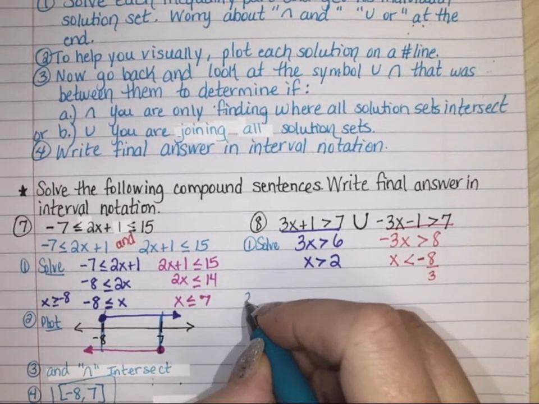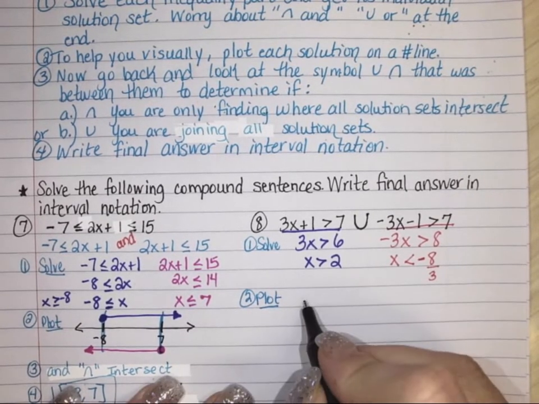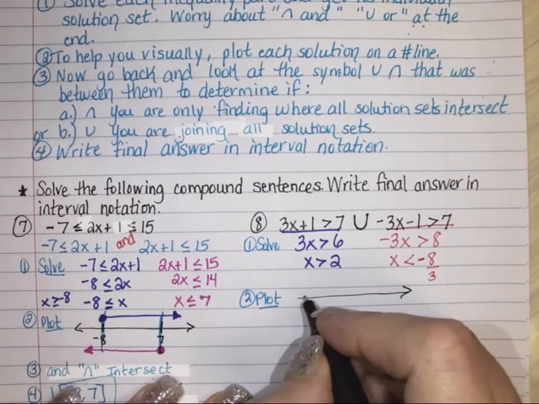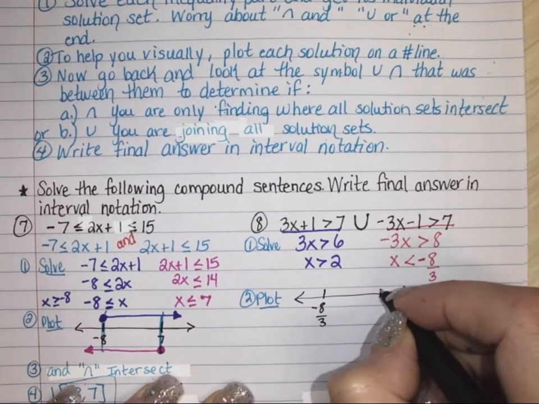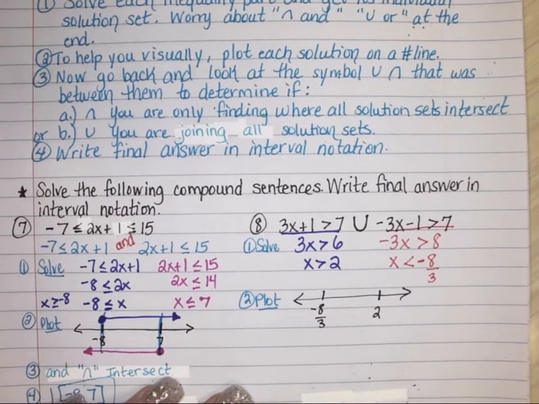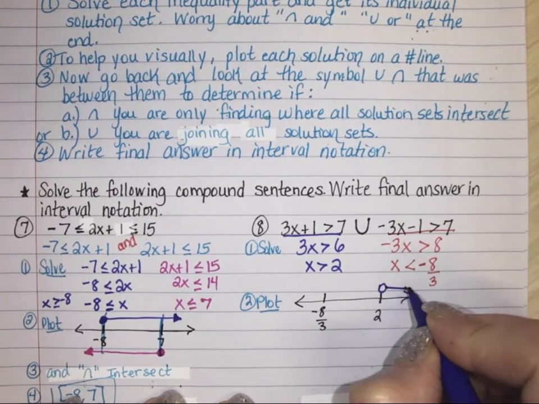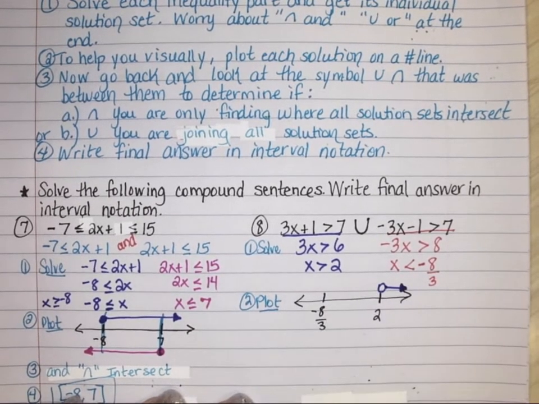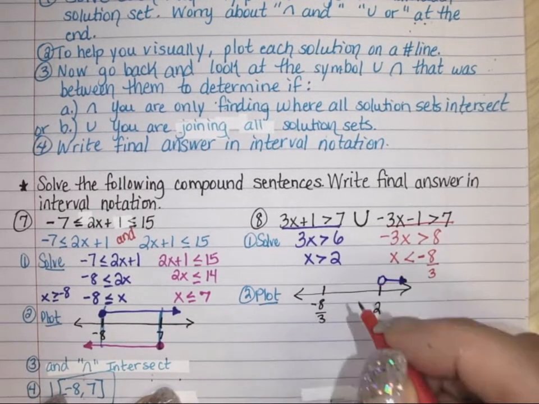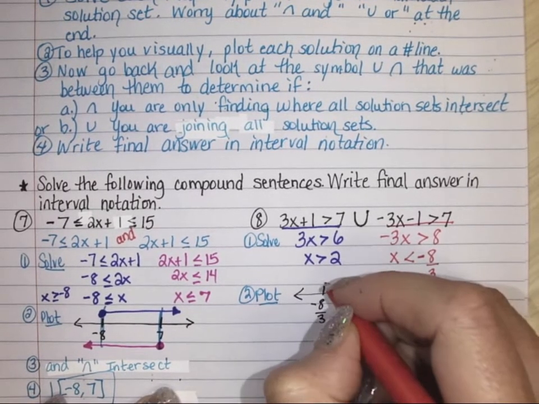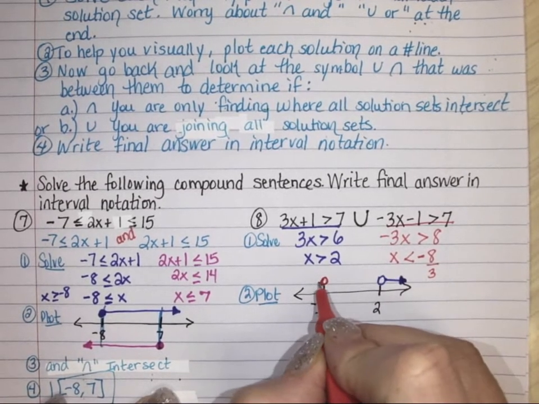Step 2, plot. If we draw the solution set for x greater than 2, it's an open hole at 2, going to the right. And our solution set for x less than negative 8/3 would be an open hole at negative 8/3, going to the left forever.